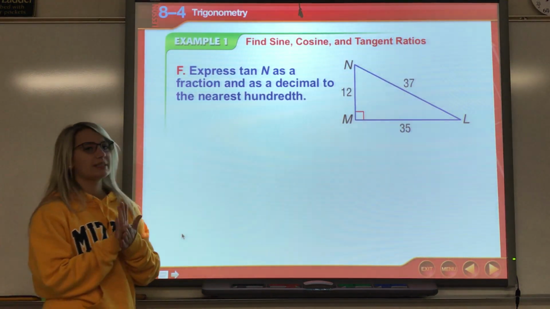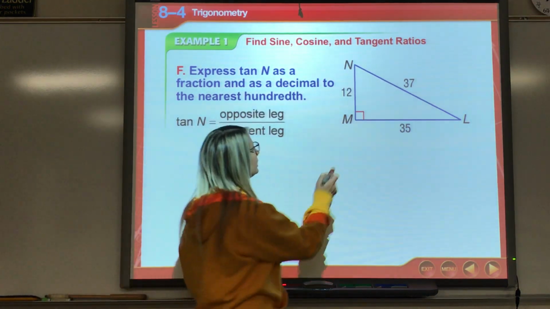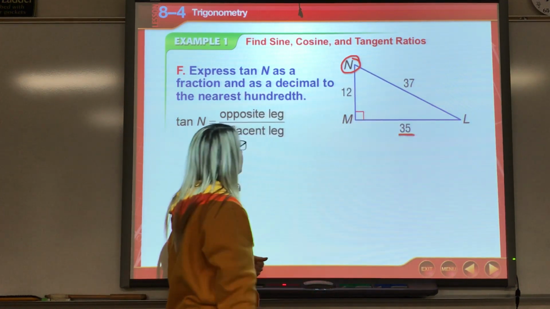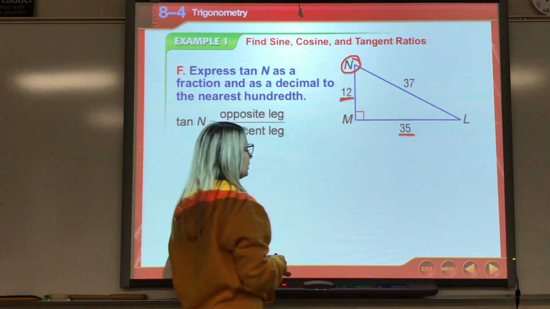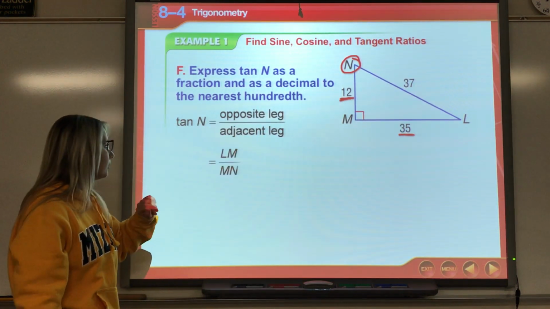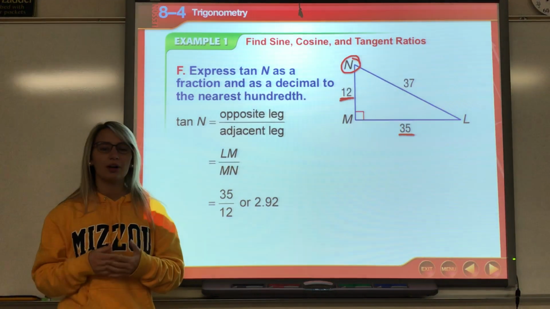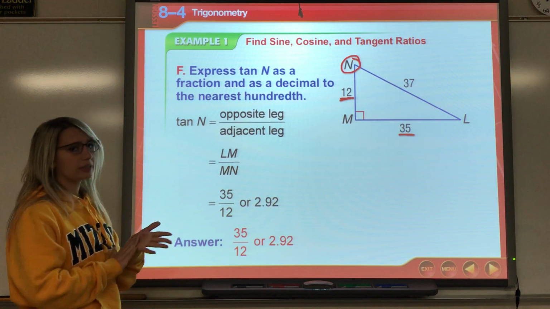And lastly, we have the tangent of N. So that's the opposite over the adjacent. So here we have N, our opposite is this 35, and our adjacent is 12. So go ahead and plug those in. So the 35 over 12 in a decimal form is 2.92, and that would be the tangent.